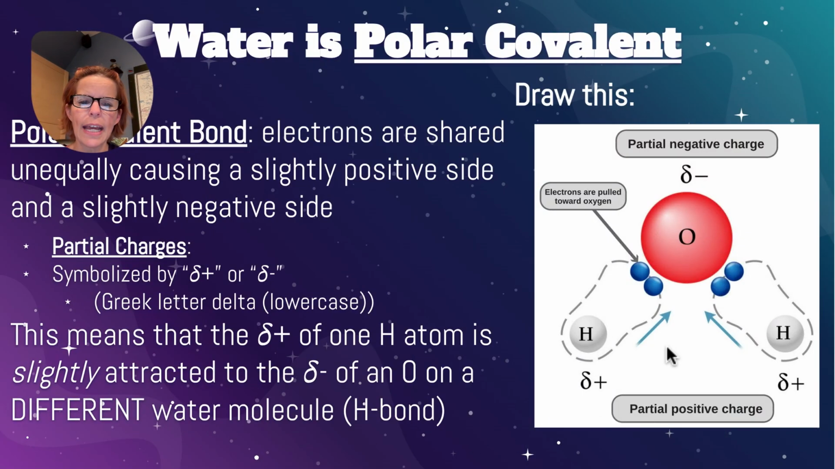So this means, interestingly enough, this is what gives water its amazing qualities, that the partial positive of one hydrogen atom, so imagine this hydrogen atom right here, is slightly attracted to the partial negative of an oxygen on a different water molecule. So if we have two water molecules, they're going to position themselves so that the hydrogen of one water molecule is close to the oxygen of another water molecule, because they're partially positive and partially negative. So that's called a hydrogen bond.